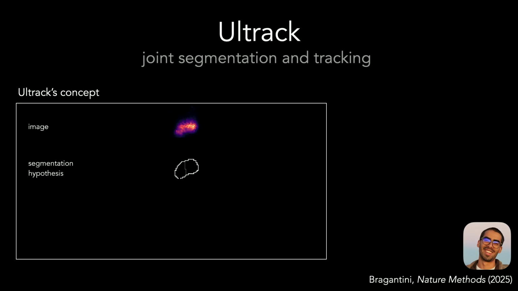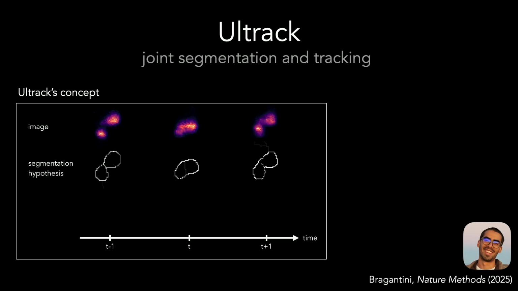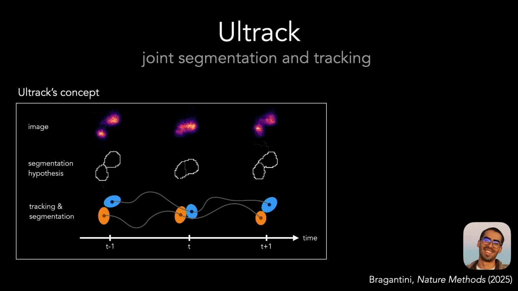So what ULTRAC does is it uses hypotheses. It could have been 1 cell, outlined in white, or it could have been 2, with the gray line. And instead of making a decision, it keeps both hypotheses alive. And to make a decision, it does the tracking. It looks across time. So in this case, when in the previous time frame you clearly see 2 cells, and in the time frame after also 2, it was very likely that also in your frame of interest, it was 2 cells. So by doing the tracking at the same time as the segmentation, you improve both steps. That's the idea of ULTRAC.